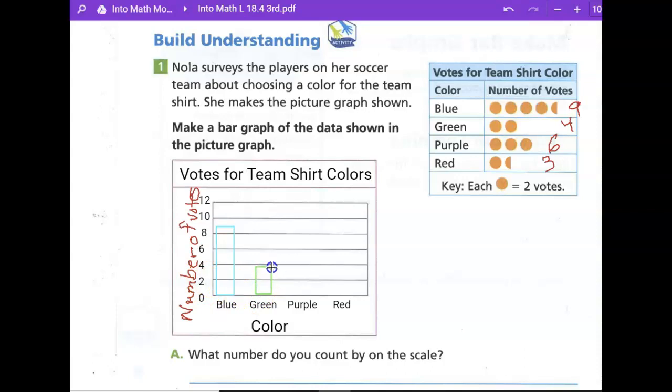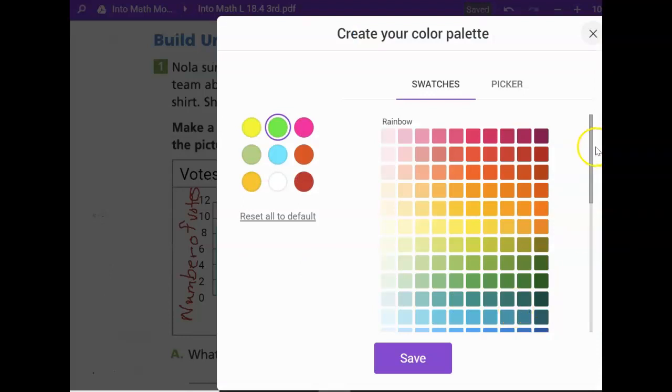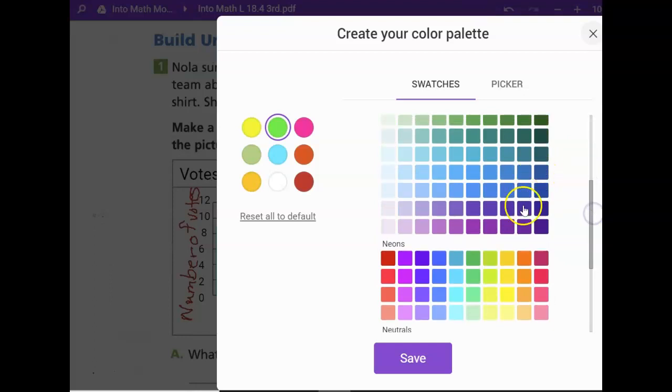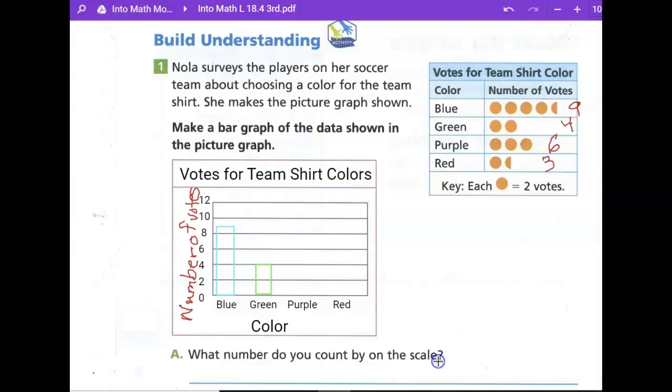Notice I'm trying to make my bars about the same width. And then I'm going to go to a purple one, and purple has to go to 6. Whoops, didn't quite get it there. Let's try that again. See, even Mrs. Stegman has to go back and redo things.